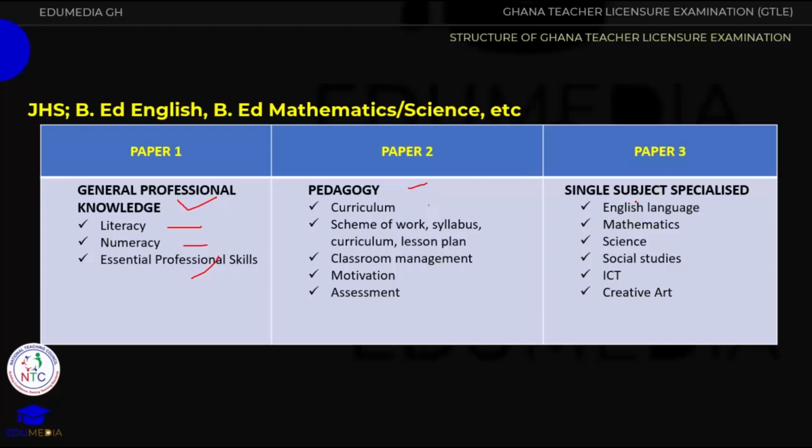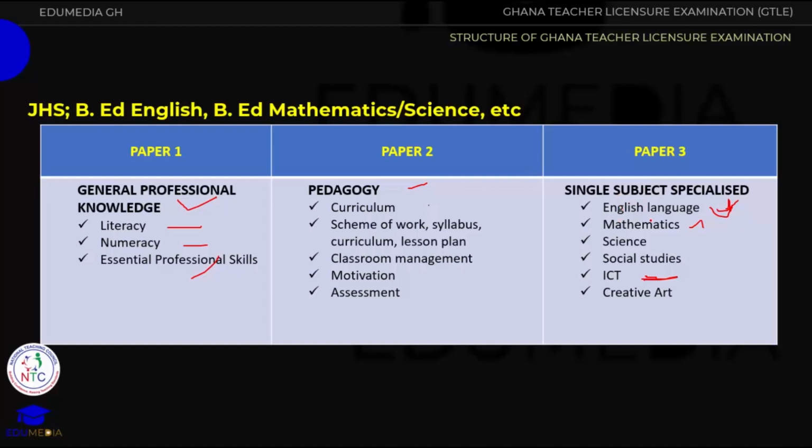Then after that, you're going to be writing on the single subject that you've specialized. At JHS level, some handle just a subject. Therefore, you're going to be examined on only that subject that you've specialized in. So if you're an ICT teacher, you're going to be writing your examination under ICT. If you are an English teacher, you're going to be writing yours under English. If you study mathematics and you're going to be teaching that, then you're going to be writing your examination under mathematics.